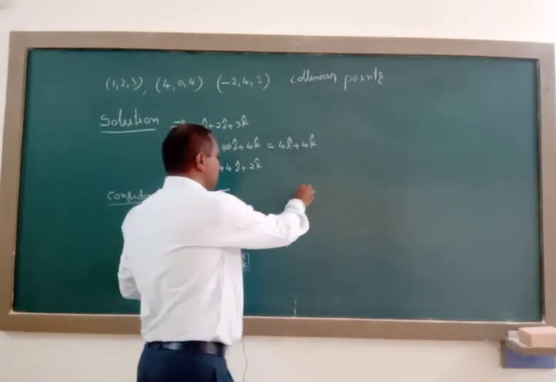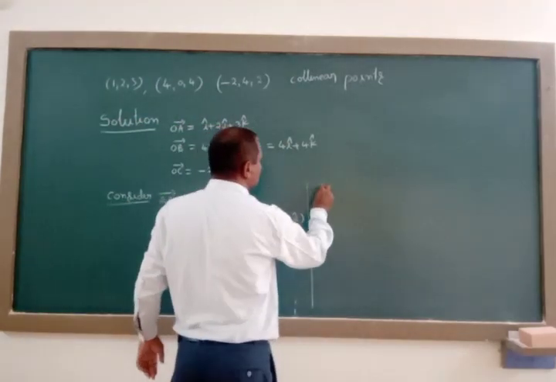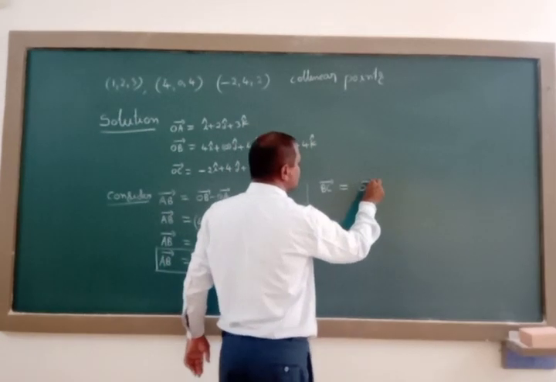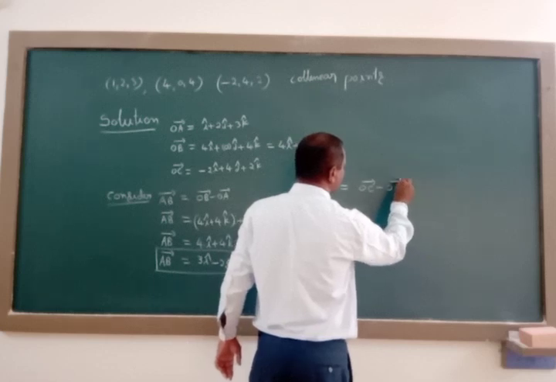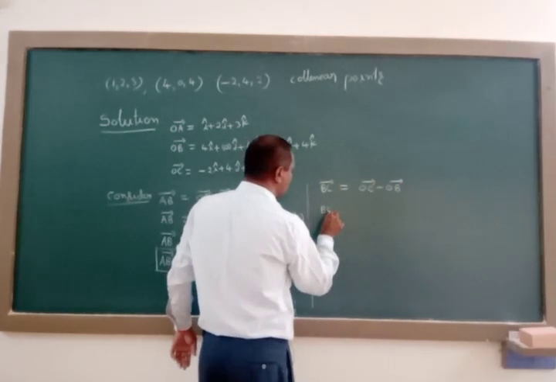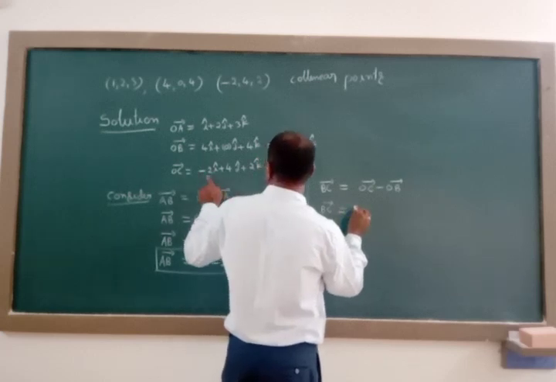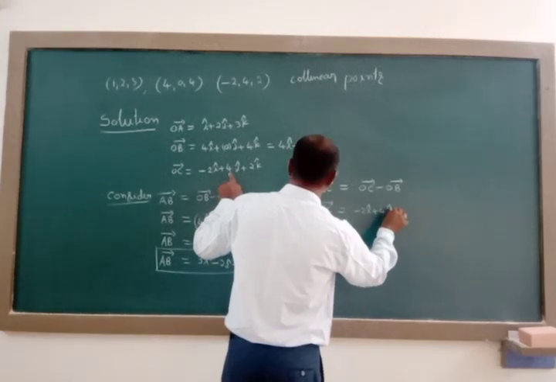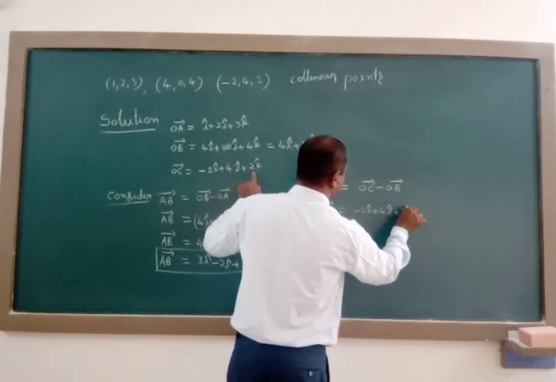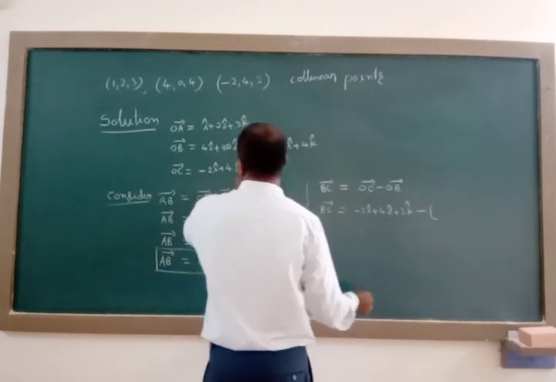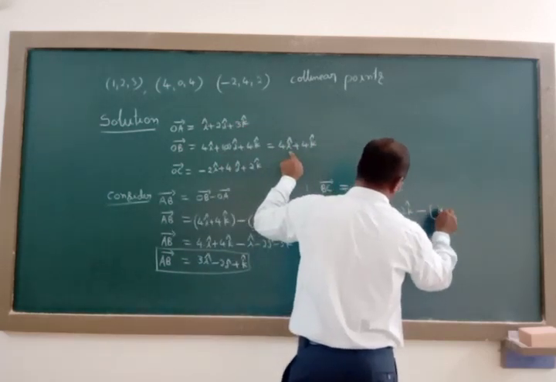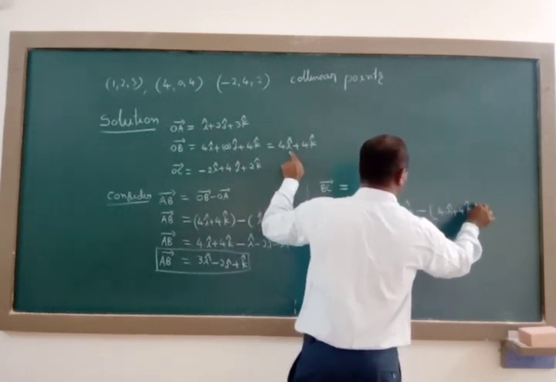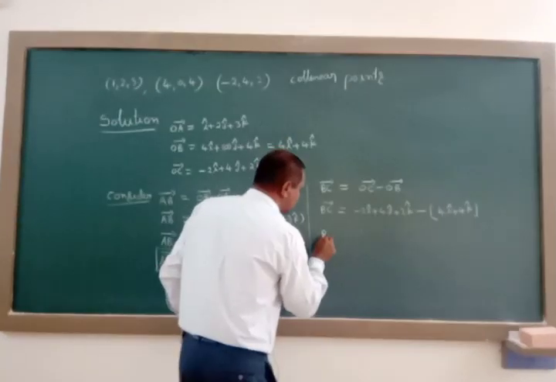Next, consider one more vector, BC bar. BC bar is equal to second minus first, that is OC bar minus OB bar. OC bar is minus 2I cap plus 4J cap plus 2K cap, minus OB bar. OB bar vector is 4I cap plus 4K cap.